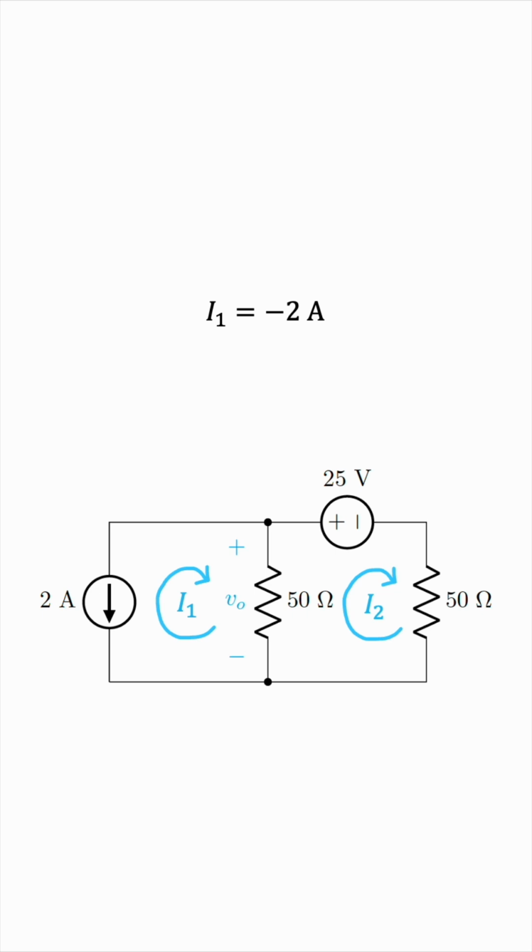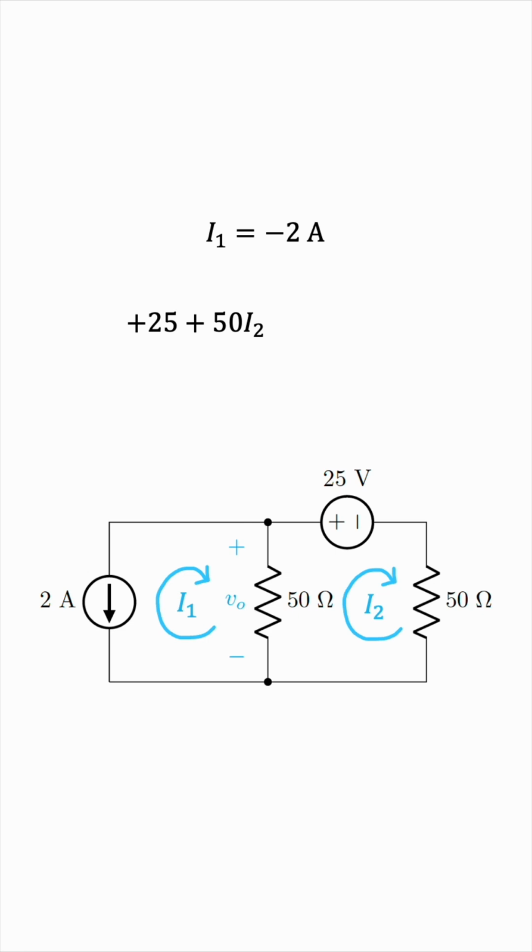Let's write the KVL equation for the second loop, the one on the right. We have plus 25 volts from the voltage source, because we're going from plus to minus in the direction of the current flow. And then we have plus 50 I2, and that's the voltage drop across the 50 ohm resistor on the very right of the circuit.